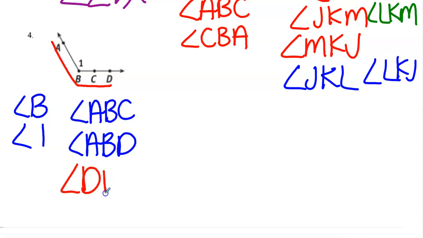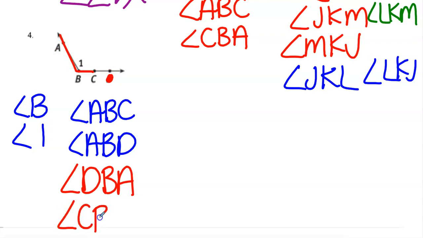Angle D, B, A. So I skipped over C, it went D, B, A. Or I can skip over D and say C, B, A. Okay? So when there are 3 points, you only need 1 point. So you can either use this one or you can use this one. Okay?